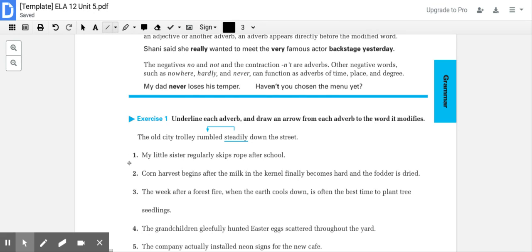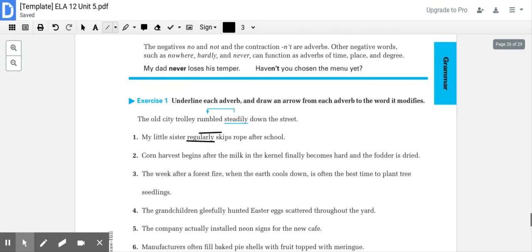Looking at number 1, my little sister regularly skips rope after school. I see that this adverb also ends in ly, regularly. How often does she skip rope? Regularly. So I can see that regularly describes skips. And I didn't choose the arrow key, so it's just a line, but that's okay.